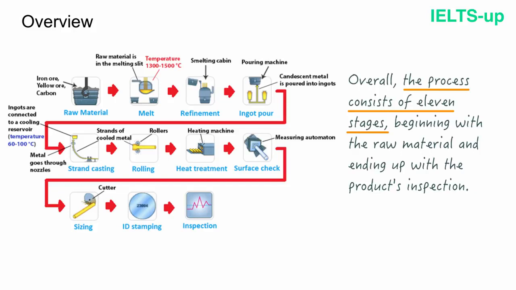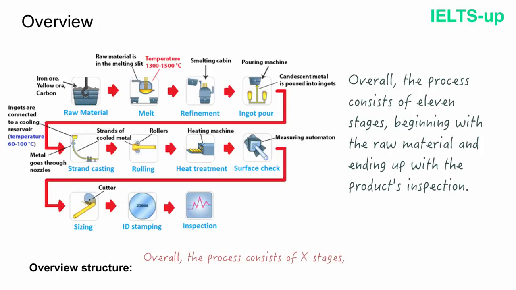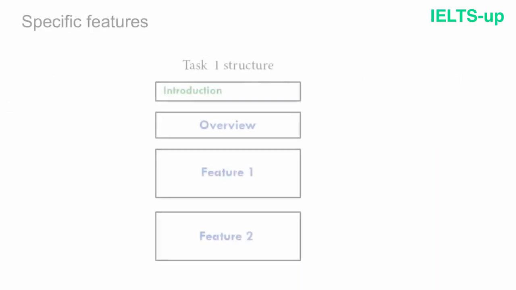And I also wrote how our process begins and ends. For this, I used the phrases beginning with and ending up with. So, this is how you should structure your overview. Overall, the process consists of X stages, beginning with something and ending up with something. Well, that's all with our overview, and we move on to the next paragraph.